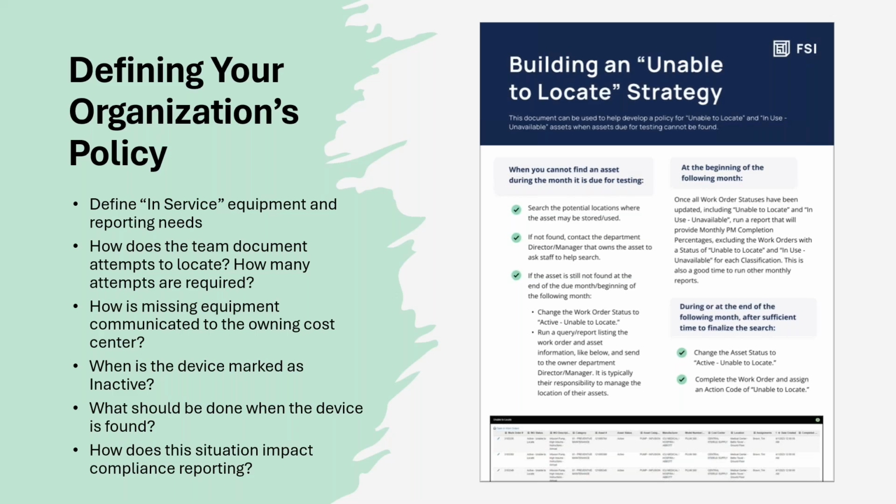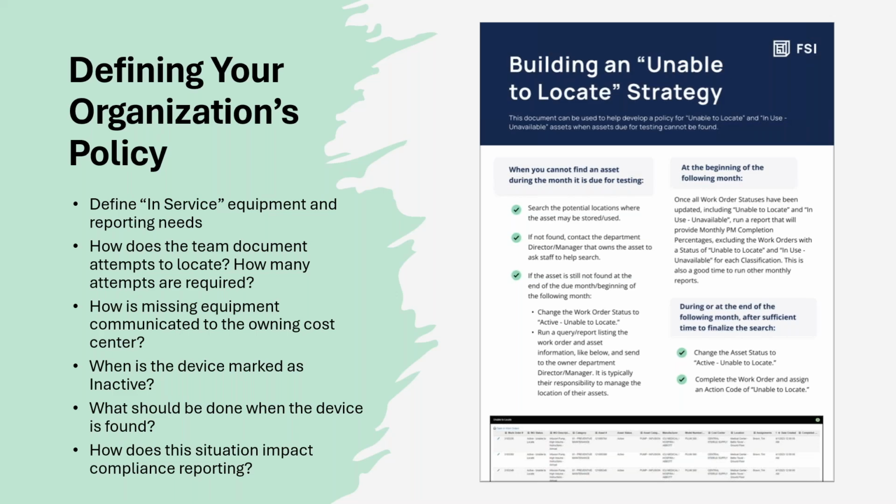But in your policy, you're going to define things like what in-service really means for your organization. That is going to be coded in terms of a status of asset. When it falls outside of that in-service definition, you know that it's going to be treated differently downstream and ultimately probably reflected in your compliance reporting. How does the team document attempts to locate? This is the number one question I get from our existing partners: how do we instrument for this? The good news is that there's a variety of different ways to do it, but it's about making it really easy on the part of the person that is out there trying to find it. And we'll talk a little bit more about that.